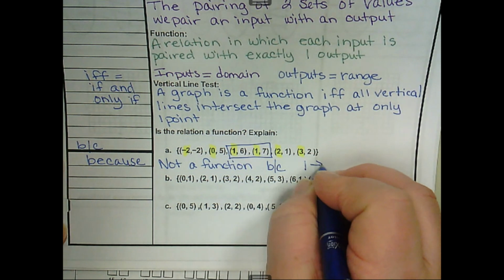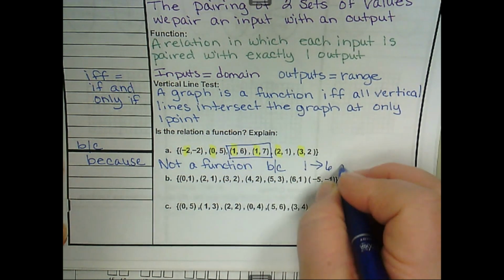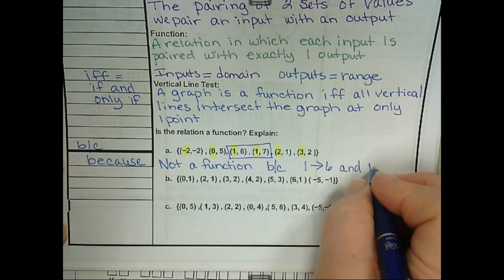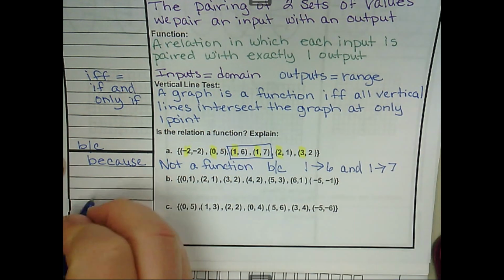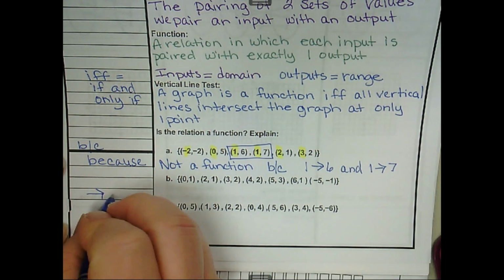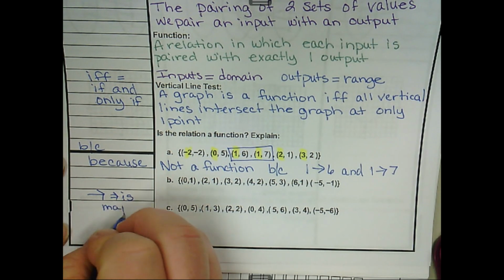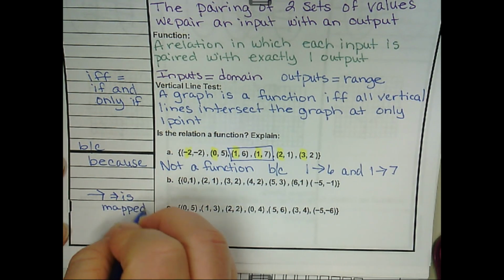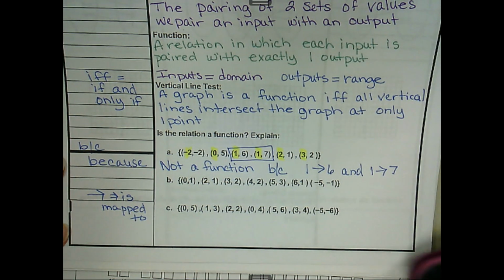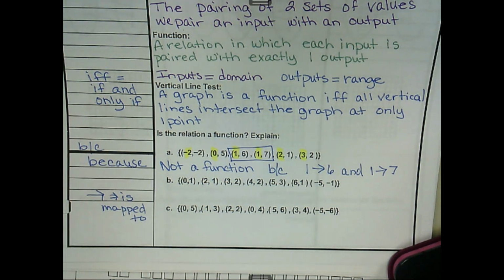One is mapped to 6 and 1 is mapped to 7. So this little arrow here means "is mapped to." So we look at those x values. Remember our points are x and then y. So we're looking at that first value. If that first value repeats, it is not a function.